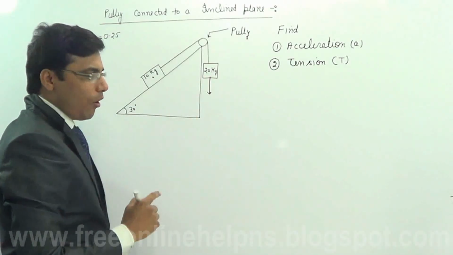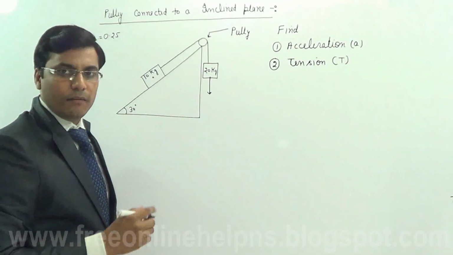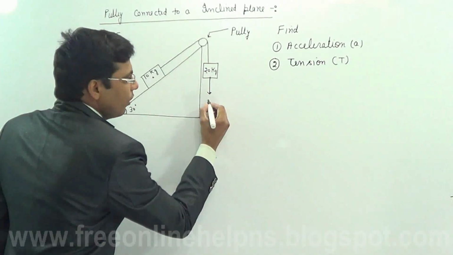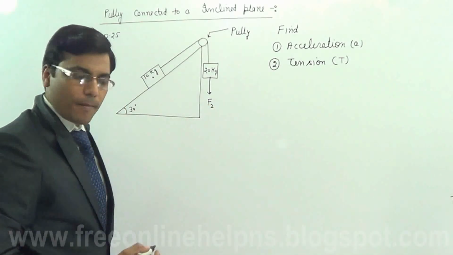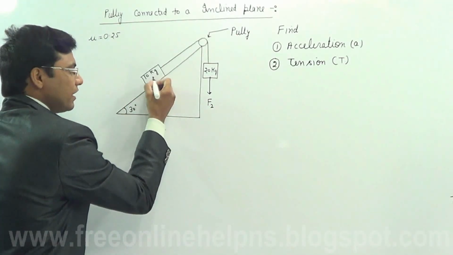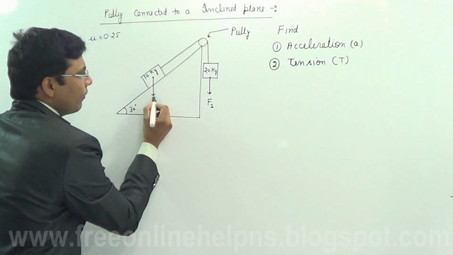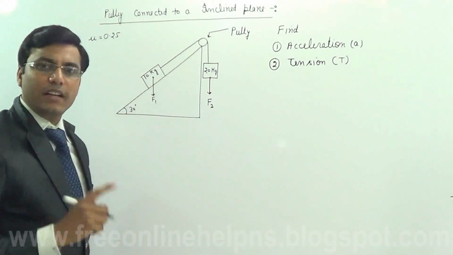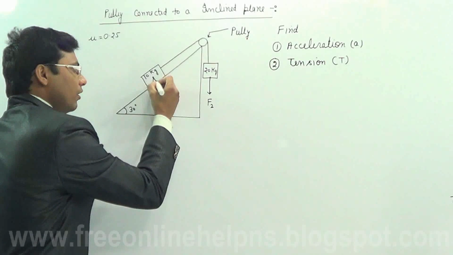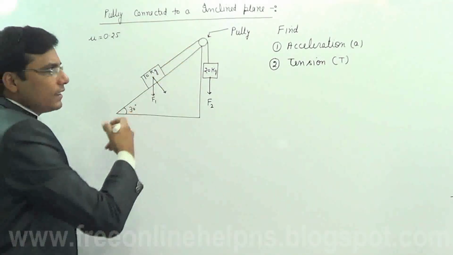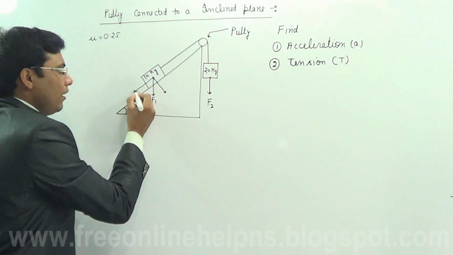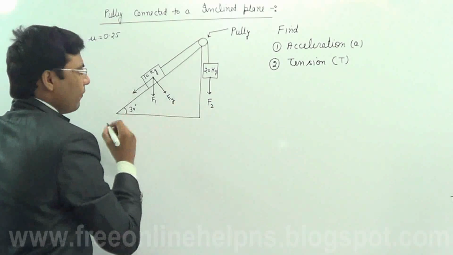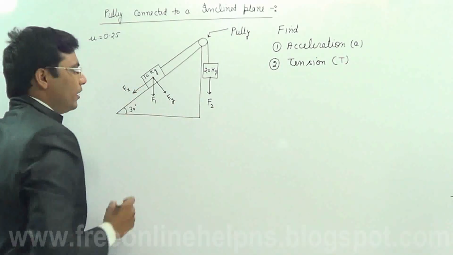On the 20 kg block, the gravitational force is acting in the downward direction. Let it be F2. On the other block, the gravitational force also acts downward, which is F1. Now split this F1 into two components: perpendicular to the plane, which we represent by Fy, and parallel to the plane, which we represent by Fx.